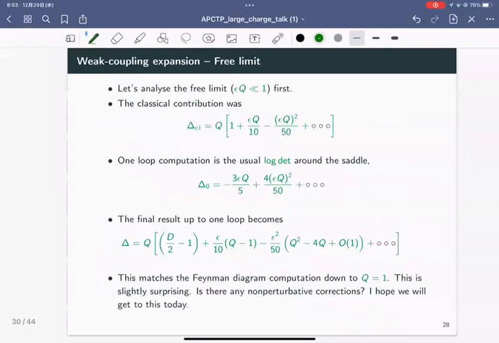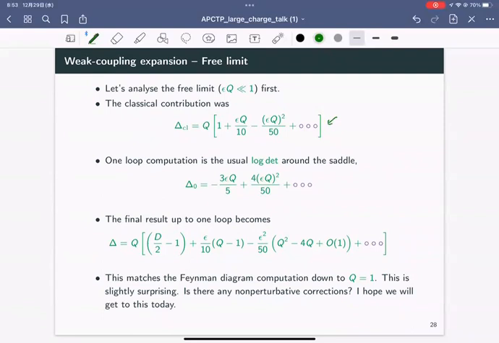Anyway, let's analyze the free field limit first. The classical contribution I showed you was this, and you can compute the boundary loop computation using the usual log det, and it looks like this. The final result of the boundary loop becomes this. This actually matches the Feynman diagram computation down to Q equals one. If you plug in Q equals one, this matches the Feynman diagram computation.